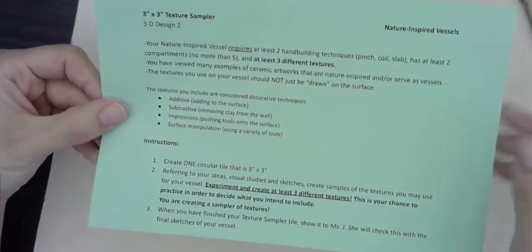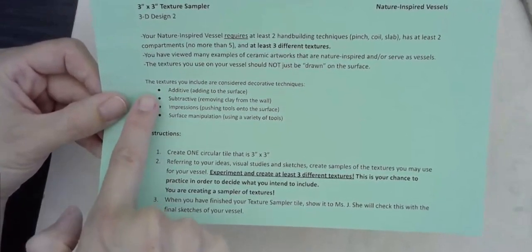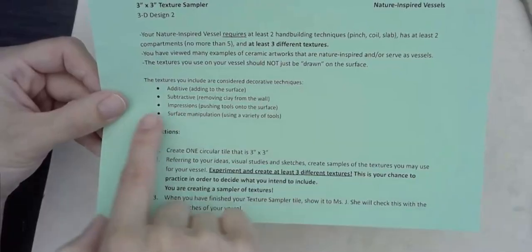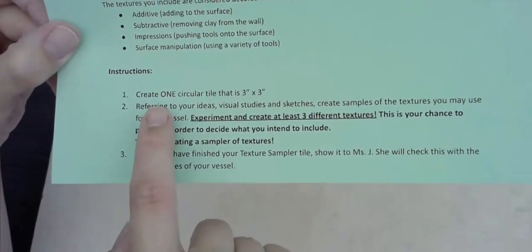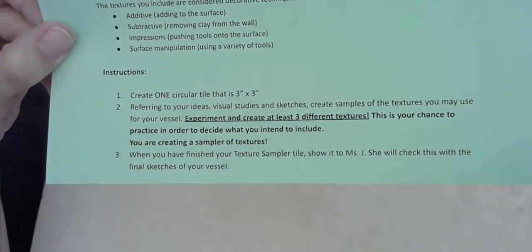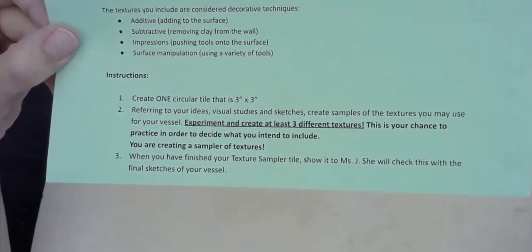So in this video, you're going to see me demonstrate 4 different ways to create texture. These are our decorative techniques. For the instructions for this assignment, you're going to create 1 circular tile that is 3 by 3. Yes, that is rather small, but I just don't want you spending too much time on this assignment.